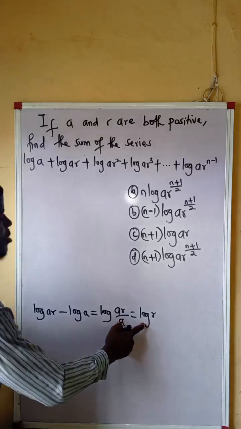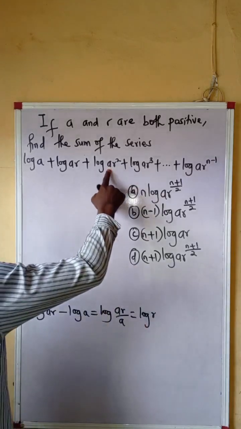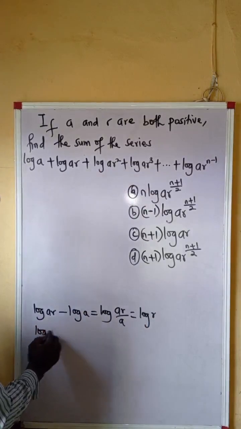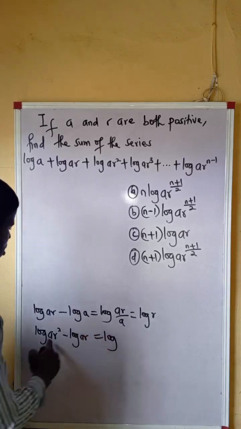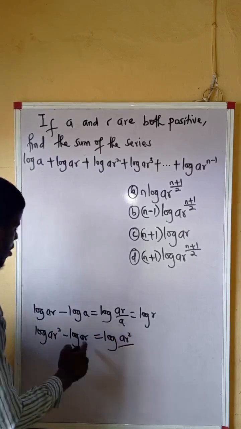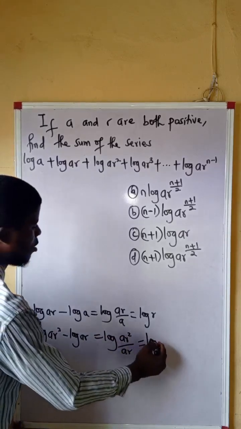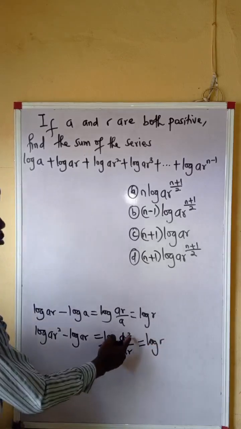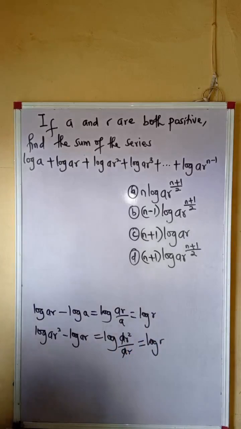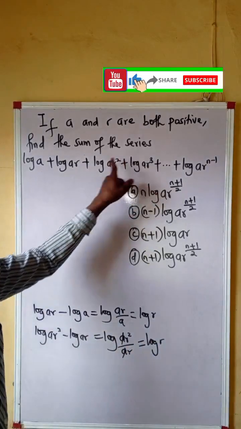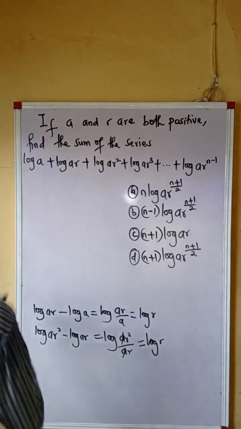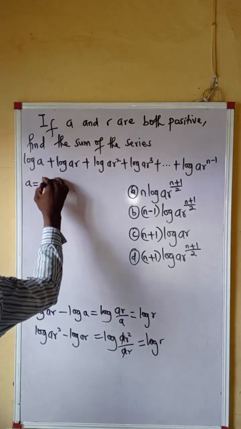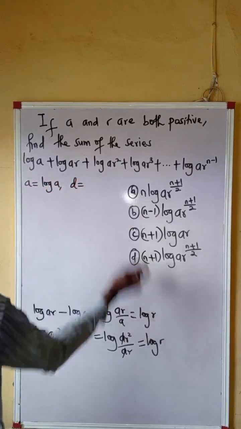Alright, let me verify this by taking the third term minus the second term. Log ar squared minus log ar is log of ar squared divided by ar, and this will still give me log r. Here we cancel a, and r squared divided by r is r. So this minus this also gives log r. It means that the sequence is an AP, an arithmetic sequence. So the first term of the sequence is log a, and the common difference is log r.